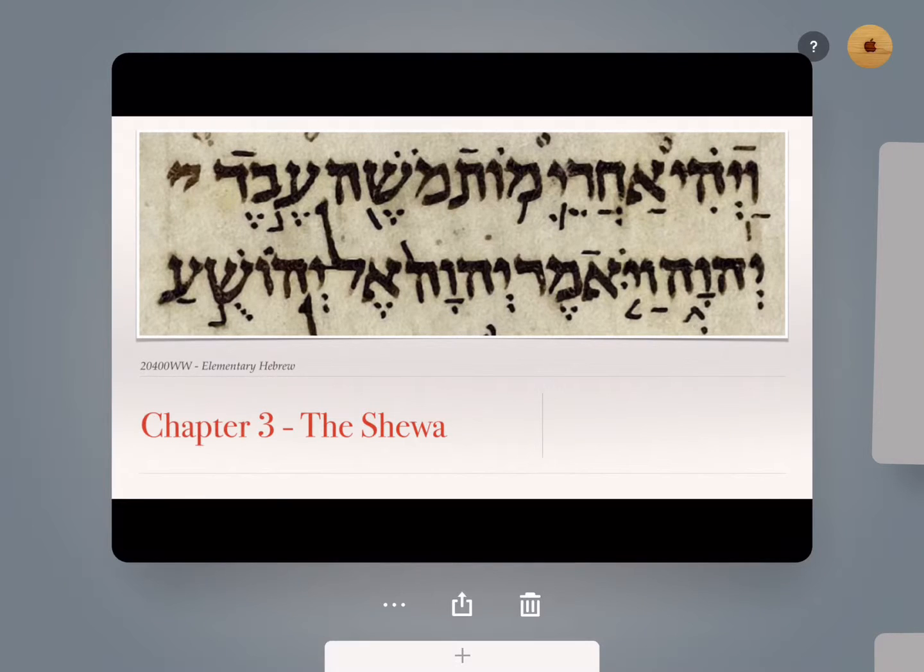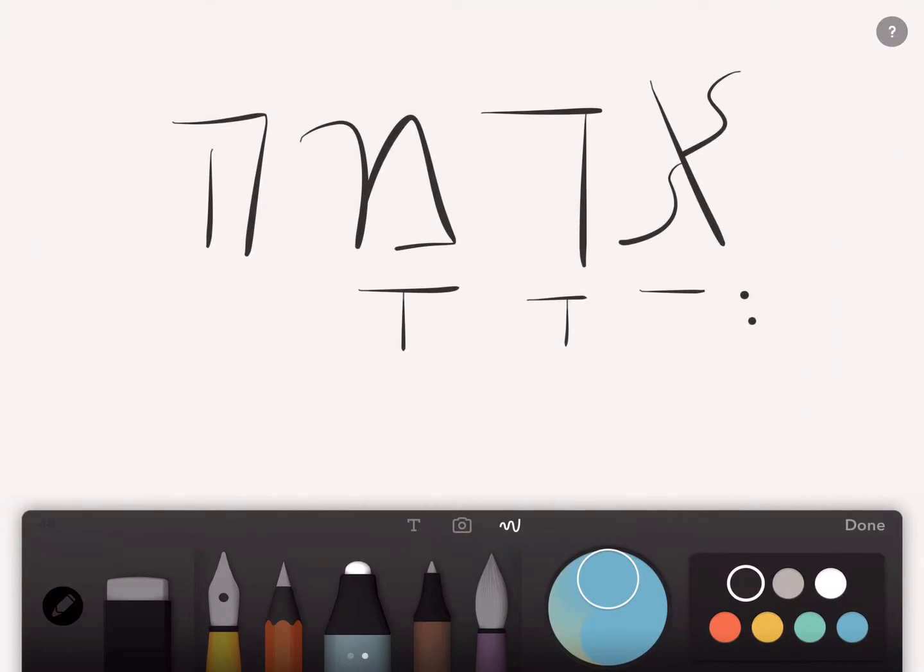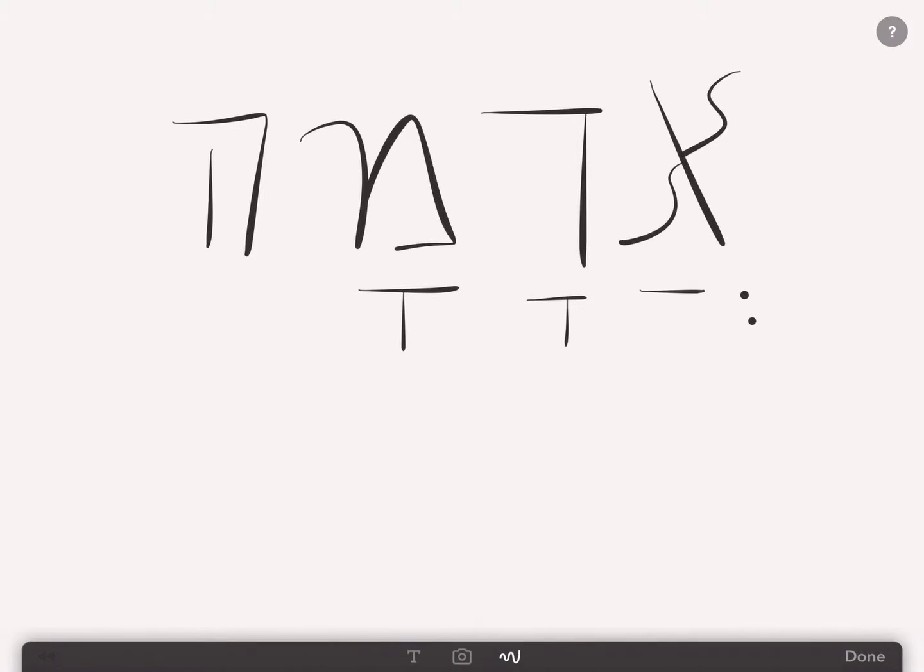Let's look at a couple of examples here. The first one I have is Adama, and we see very quickly what we're going to label our schwas. And we have underneath the guttural at the beginning our composite vocal schwa. So this is a hatef patach. It is a vocal schwa. Note, that doesn't mean vowel. There we go. Vocal schwa. It is composite, but it still is considered vocal. Namely, it's not silent.